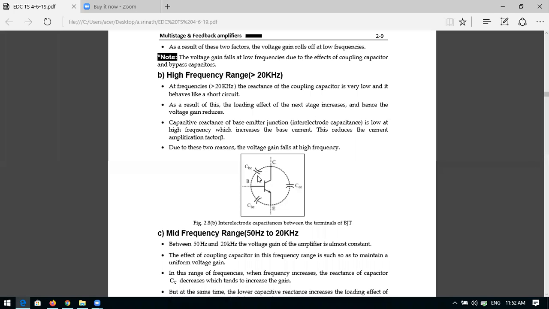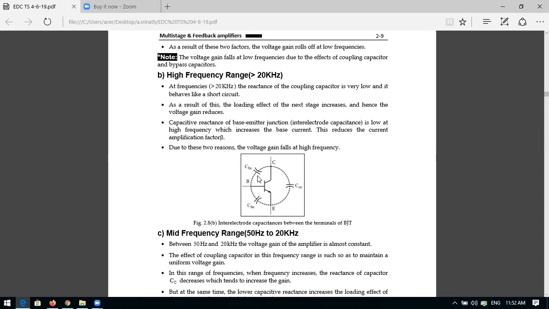So tell me, what are the reasons that at higher frequencies the voltage gain will fall? Capacitive reactance is less, sir. So what types of capacitors are responsible? Coupling capacitors, base-emitter bypass capacitor, and base-emitter junction capacitance, or you can simply call them inter-electrode capacitances, or inter-junction capacitances.